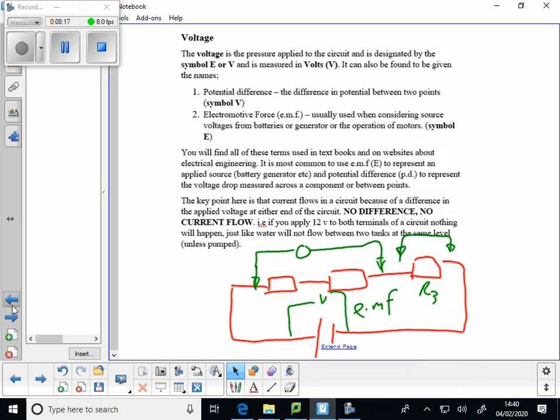Okay? If there's no difference, you won't get a current flow. So if this point here is at 12 volts and that point is at 12 volts, no current flow. There has to be a difference. One has to be higher than the other. It's like having a tank and another tank. They've got to be at different levels for water to flow between them, unless you pump it. Okay, and then you're creating a difference anyway. All right? Yeah? All happy? Good.